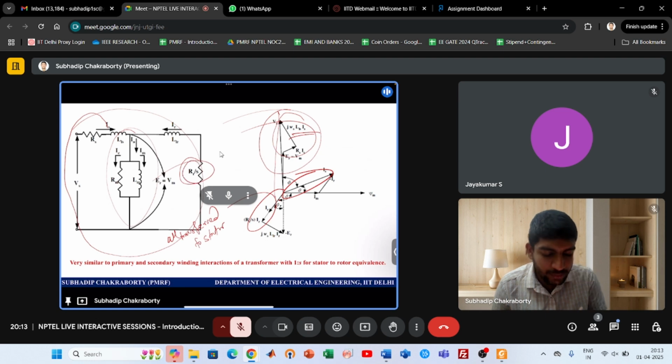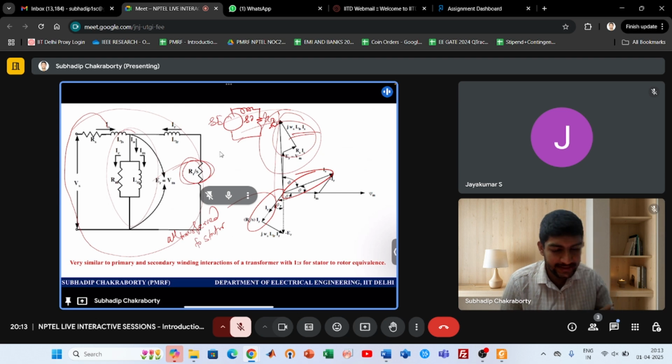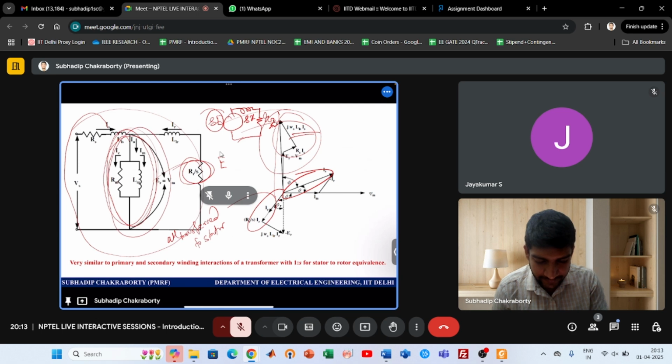So do you know why this R2 by S comes in the equivalent circuit? Because your S times E will be a voltage induced in the rotor, and you have some R2 and SX, slip times frequency, right? So once you take it to the stator, the voltage will be 1 by S times. So the EMFs will be same, referred to stator. So you can couple the two circuits.